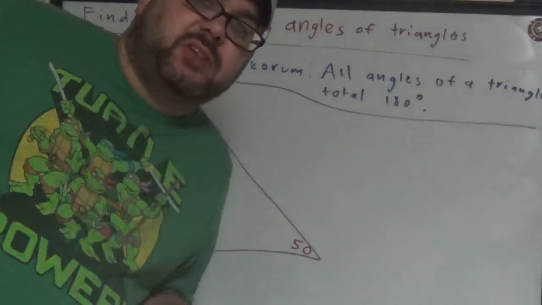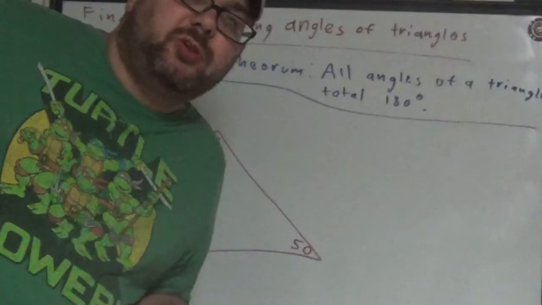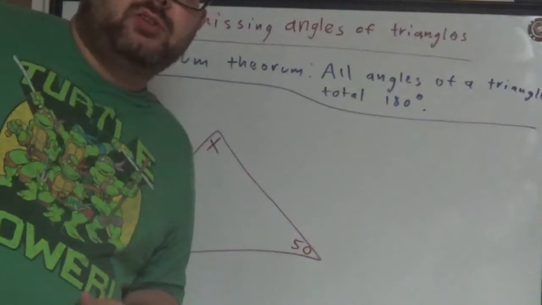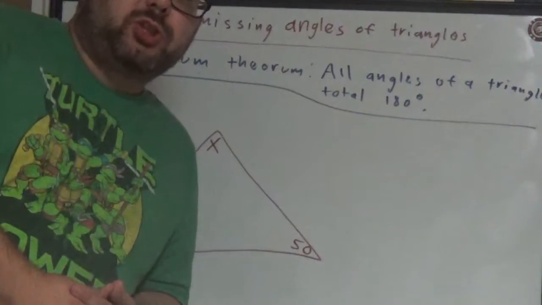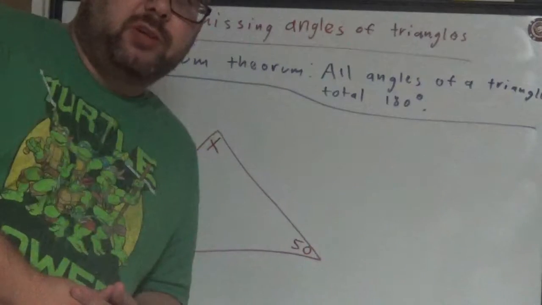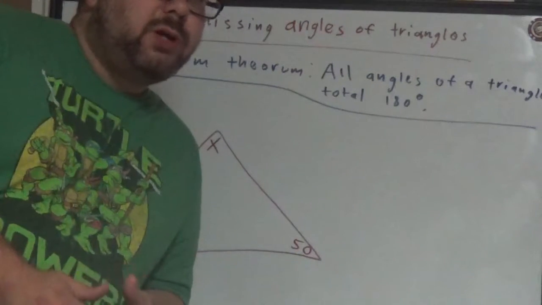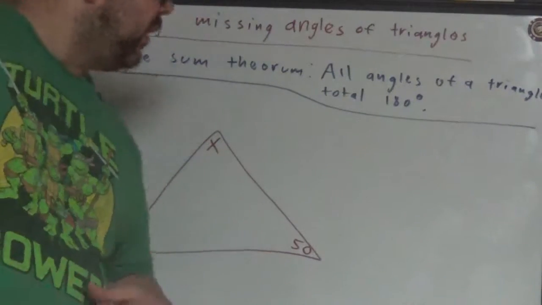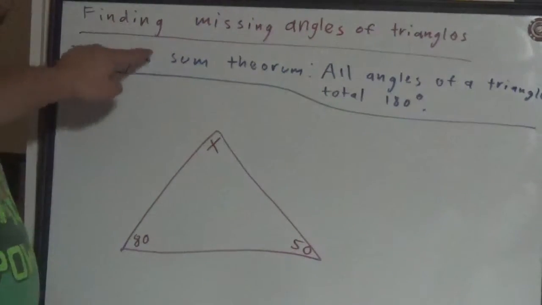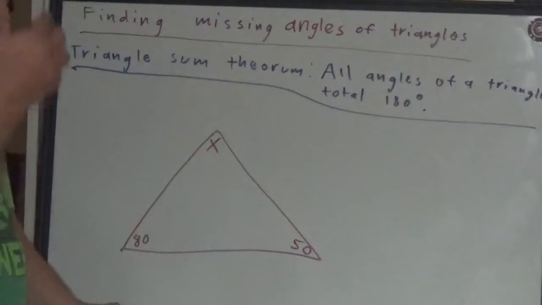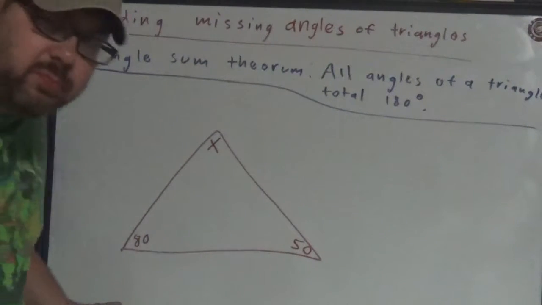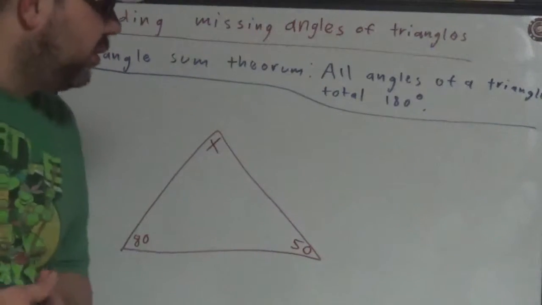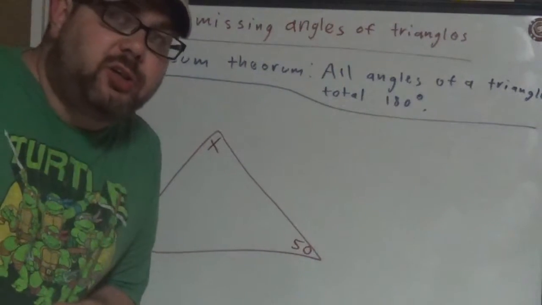Hey, this is Mr. Coker with Geometry Lesson 2-2, Finding Missing Angles of Triangles. So, when we're trying to find a missing angle of a triangle, there's one rule that kind of guides our way, and that is the triangle sum theorem. The triangle sum theorem says that all angles of a triangle total 180 degrees.